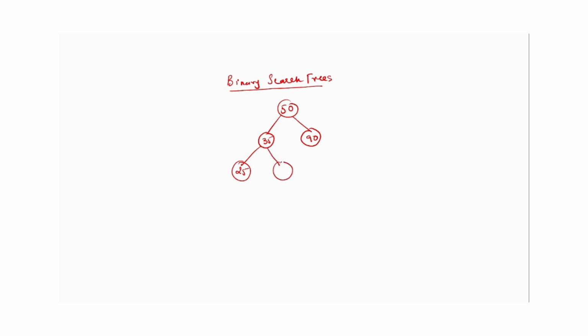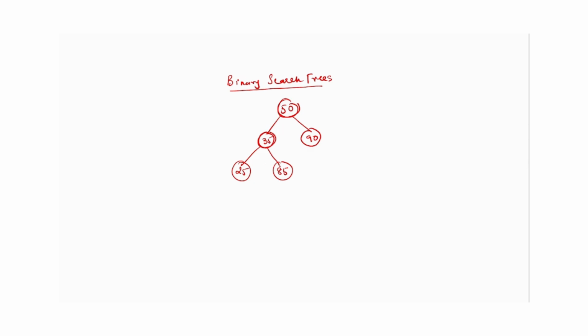What if I take this example 85? Is this correct? This is wrong. Why? Because we know that all nodes to the right of the root node should be greater than the root node. Here 85 is greater than this root node, whereas 85 actually is to the left of 50. Therefore here we should have an element that should be greater than 35 and less than 50.